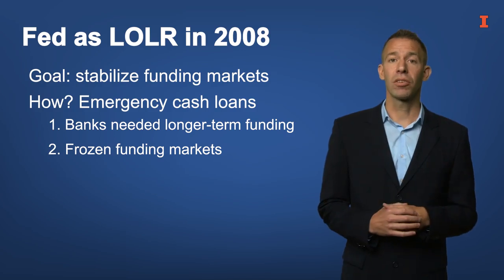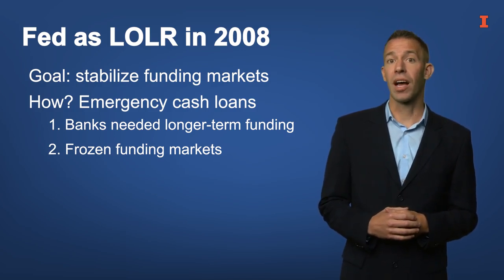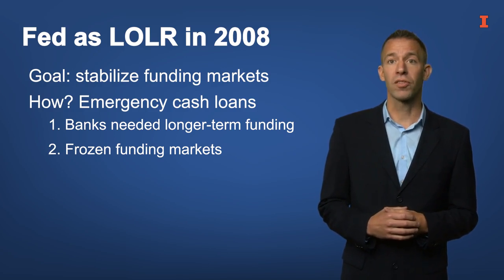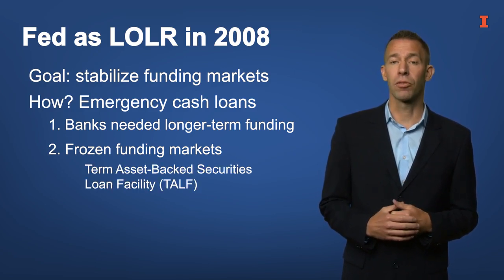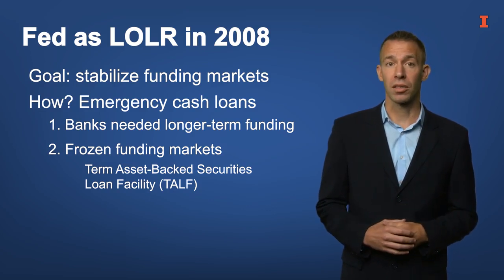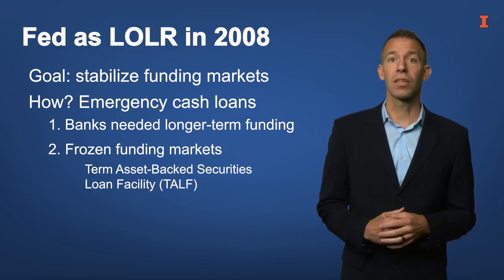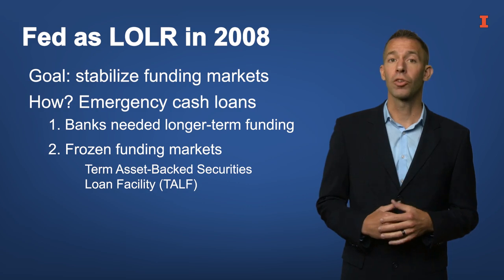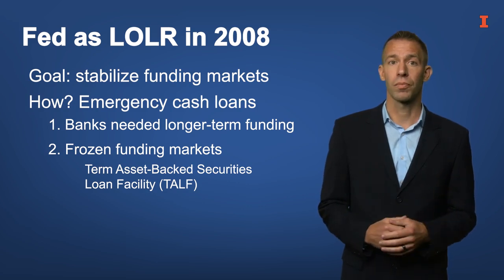Second, securitization markets had collapsed after the bankruptcy of Lehman Brothers, so the Federal Reserve established the Term Asset-Backed Securities Loan Facility, or TALF, to unfreeze this market. Participants in the TALF could get long-term loans directly from the Fed to buy securitized loans.